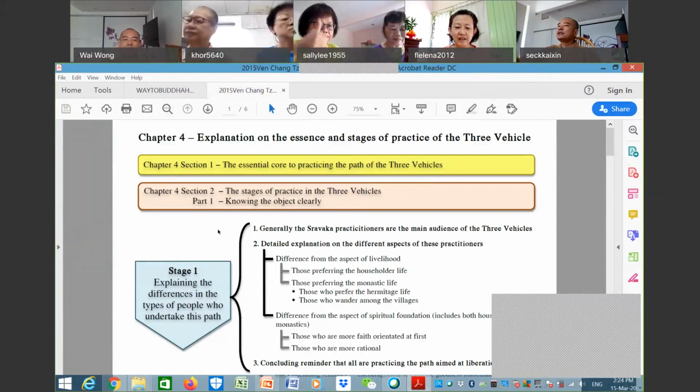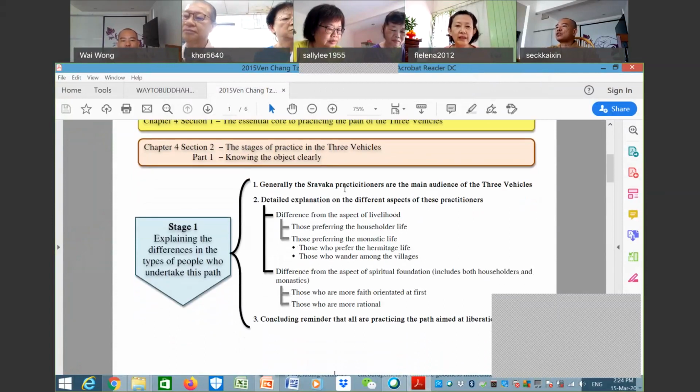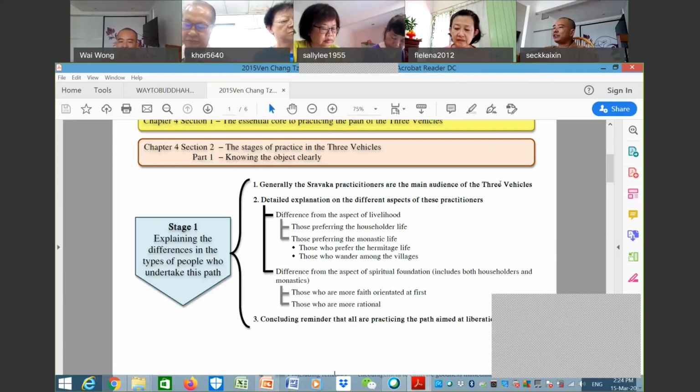All right. So chapter 4, section 1 is the essential core to practicing the path of the 3 vehicle. Chapter 4, section 2 is the stages of practice in the 3 vehicle. Part 1 is clarifying the object. Stage 1 is explaining the differences in the types of people who undertake this path. Number 1, generally the Shravaka practitioners are the main audience of the 3 vehicle. Number 2, detailed explanation on the different aspects of these practitioners.